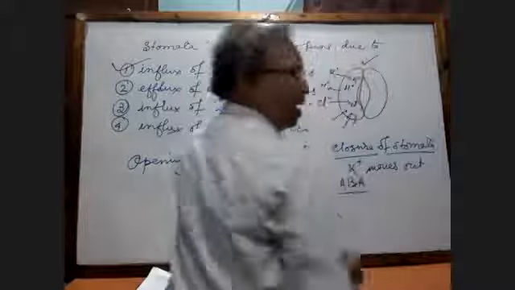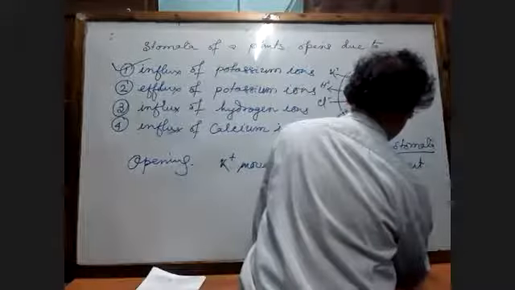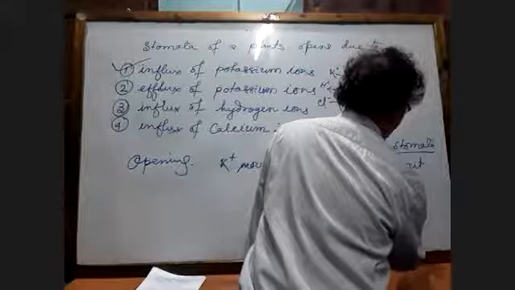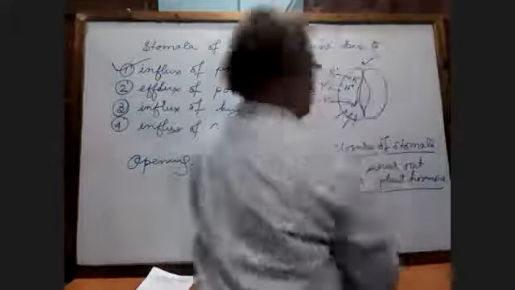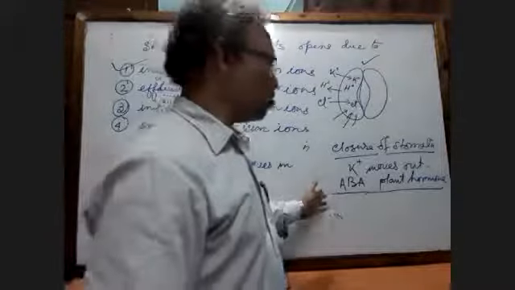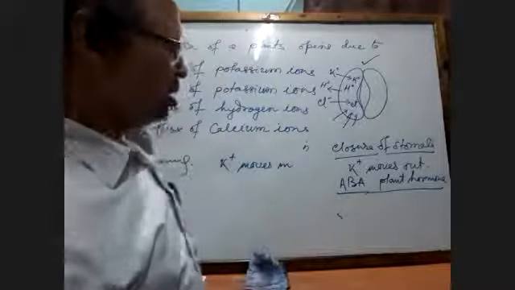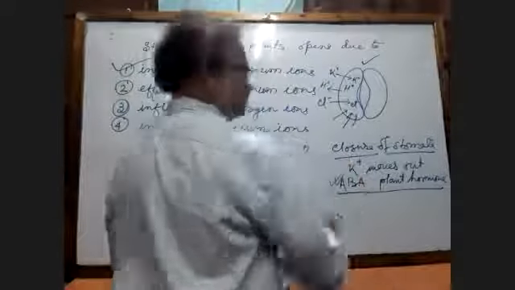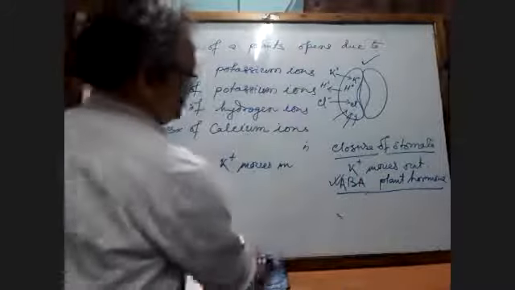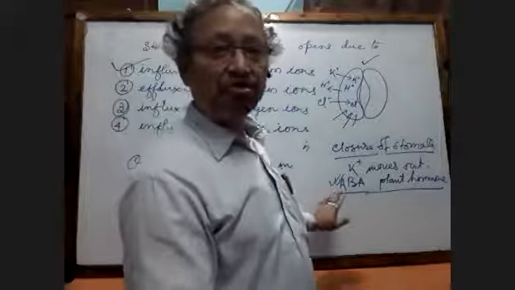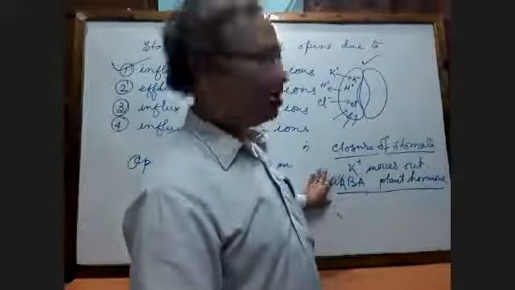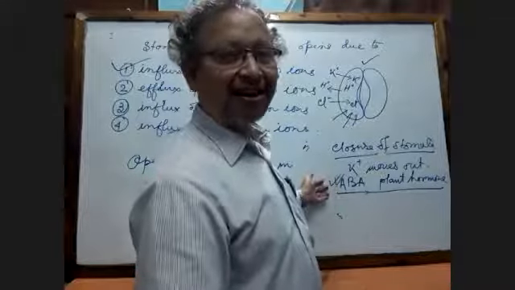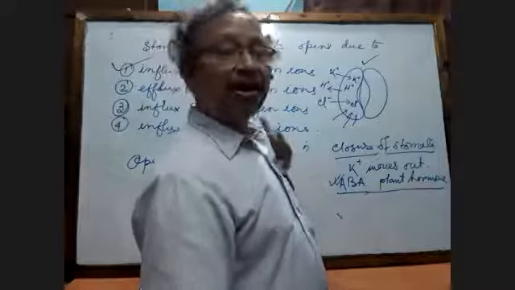ABA hormone, abscisic acid, ABA plant hormone, is also involved. So closure of the stomata is also controlled by abscisic acid. This abscisic acid is the stress hormone. So during water stress condition, this abscisic acid is produced in the guard cell, and this abscisic acid initiates the closure of the stomata.